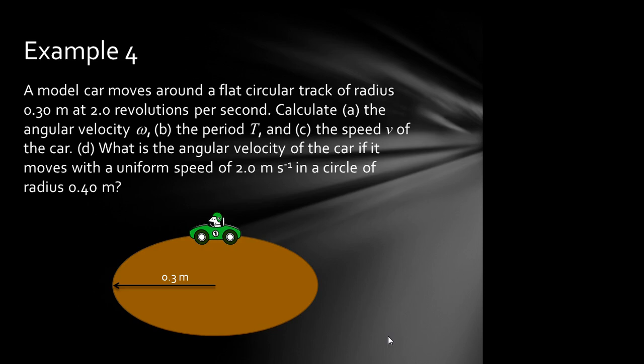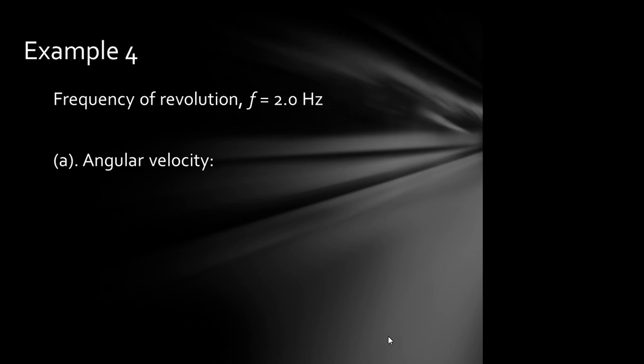Right? So there are two different things we're talking about now. Angular velocity as well as normal velocity. Normal velocity unit is meters per second. Angular velocity unit is radians per second. So for this question, they asked us to find the angular velocity omega.